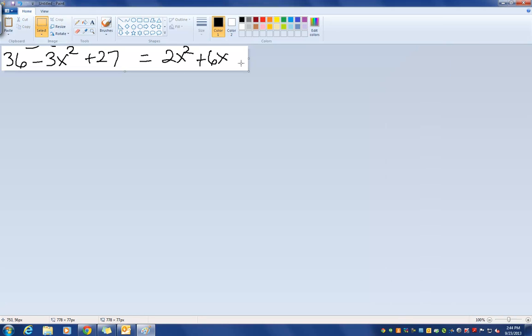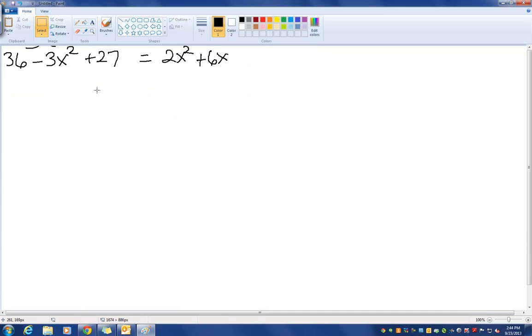Okay, let's crop it and then make the screen bigger. That gives us more writing room. Now what we want to do is get everything on one side, because when we've got x squareds floating around, we know we're going to go to the zero factor theorem. We're not going to just try to get x on one side and numbers on the other. So let's subtract 2x squared from both sides and subtract 6x from both sides.